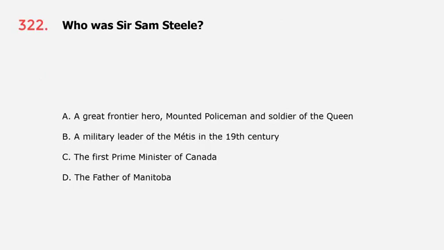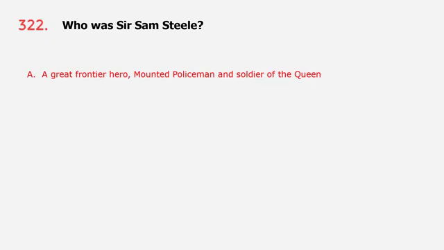Question 322. Who was Sir Sam Steele? A. A great frontier hero, mounted policeman, and soldier of the Queen. B. A military leader of the Métis in the 19th century. C. The first Prime Minister of Canada. D. The father of Manitoba. The answer is A. A great frontier hero, mounted policeman, and soldier of the Queen.